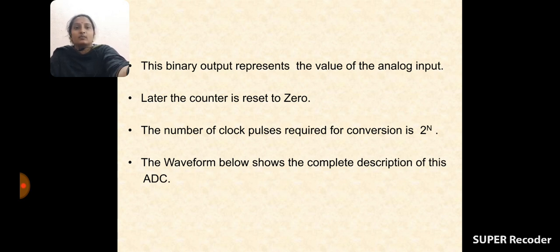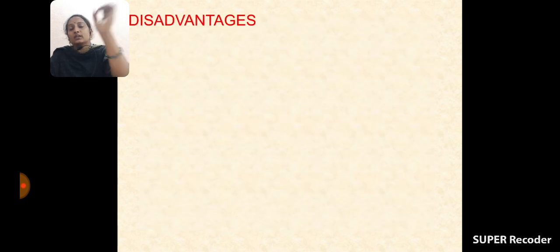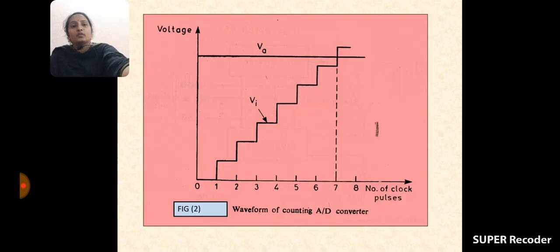And see here, one most important point is there. Here the counter, after resetting to 0, the number of clock pulses required for conversion is how much? 2 to the power of n. Here it is a 4-bit converter, so 2 to the power of 4, 16 clock pulses are required. So this is the graphical representation of our A to D converter.